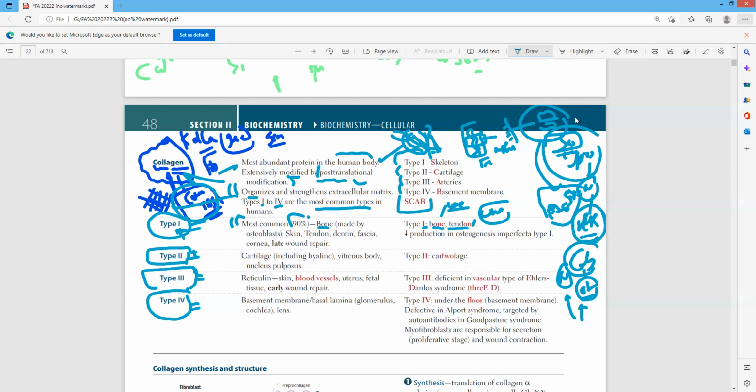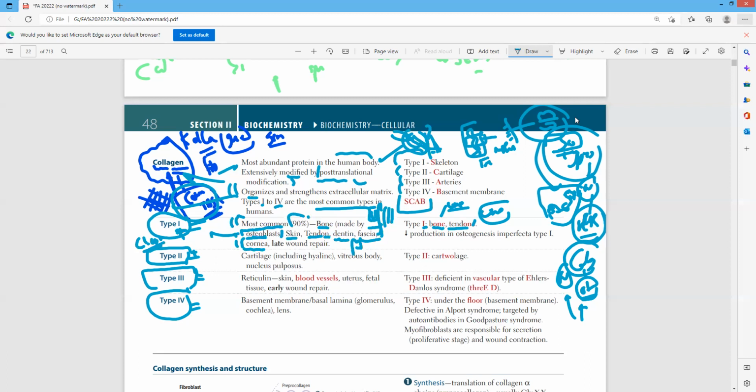Bone here is made by osteoblasts, not fibroblasts, but here by osteoblasts. Do you remember that osteoblasts build the bone and osteoclasts crush the bone? We will see the difference between them in the musculoskeletal section. Okay, we have collagen type 1 in skin, in tendon, and in dentine, in the teeth. You will find that in the fascia. Do you remember the fascia that covers the muscle and separates the muscles from each other? It's the fascia.